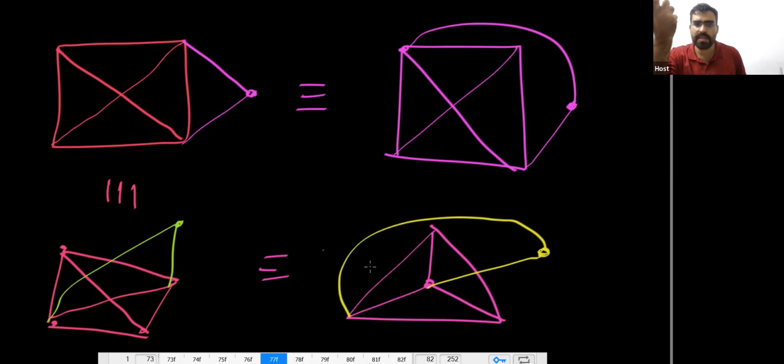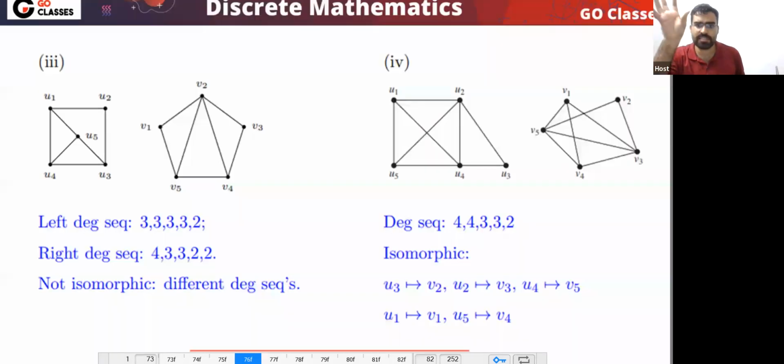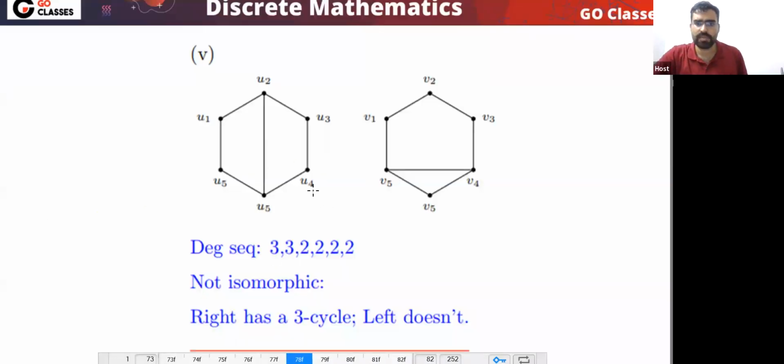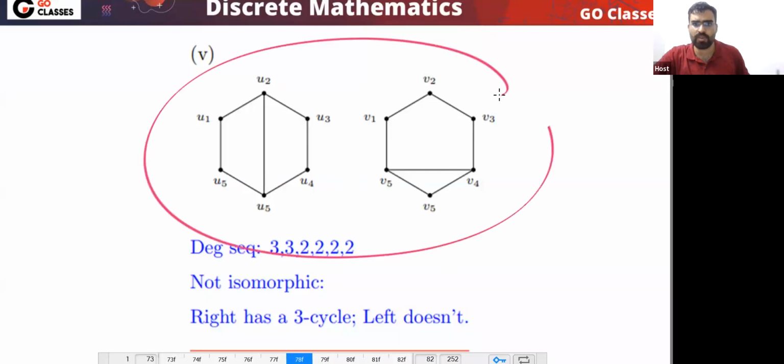They are also the same. Yes or no? Agree? So like this, these are isomorphic graphs, all of them, because you have a complete graph and you are adding a vertex to two of the vertices. What about this? Are these isomorphic?